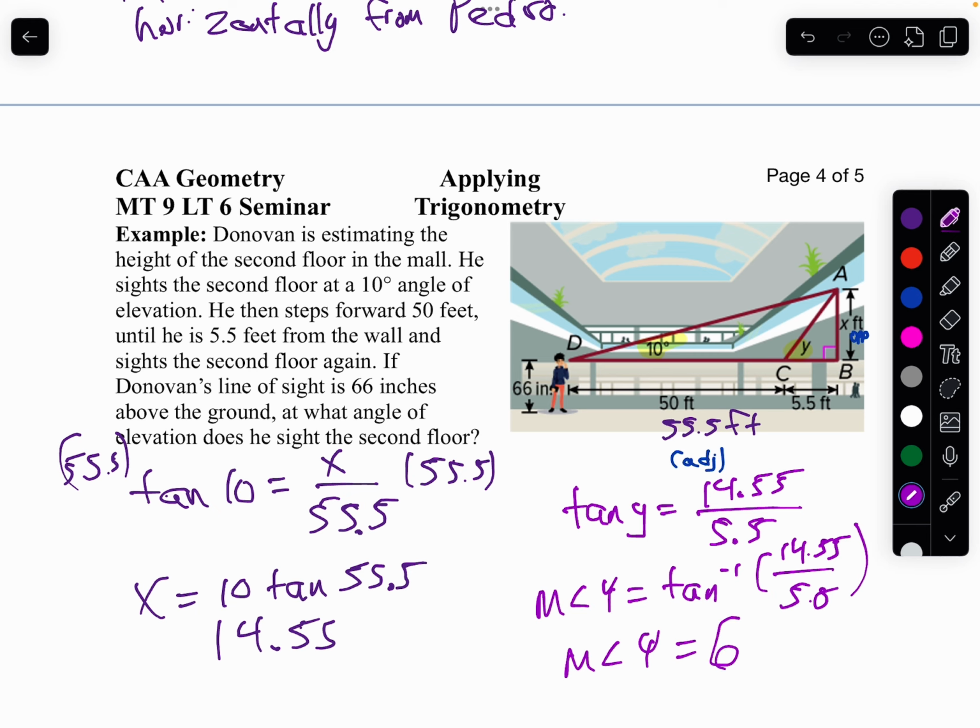Notice, we never actually used the fact that he was 66 inches above the ground. I might use that fact if I was trying to find the height of the second floor, but that's not what they're asking. And it also makes sense. Notice he starts at 10 degrees. As he walks closer, he's got to tilt his head more, so my angle of elevation is increasing.